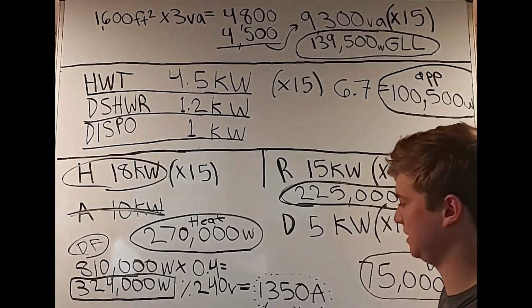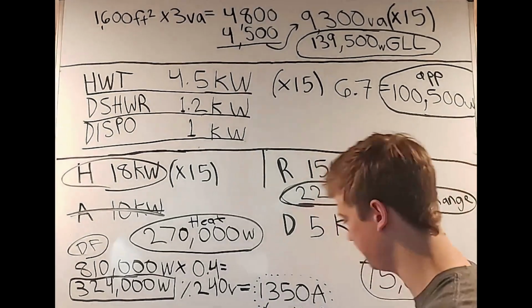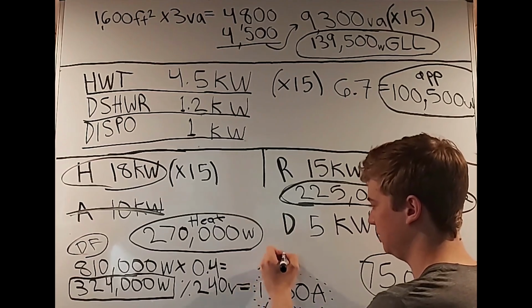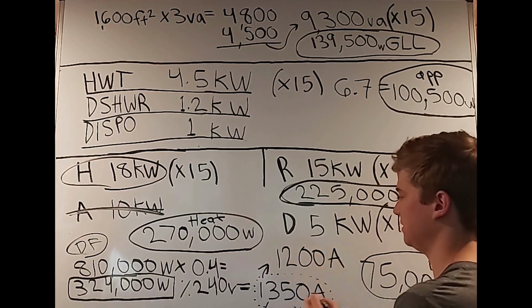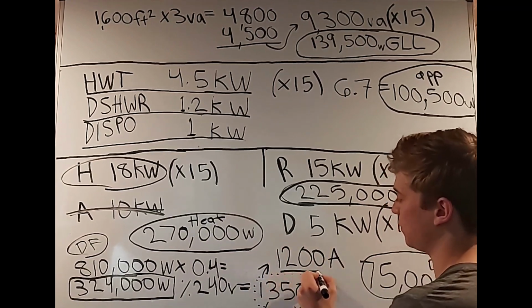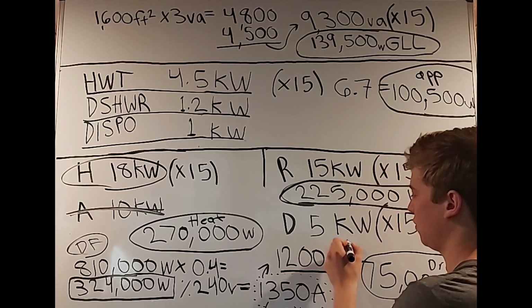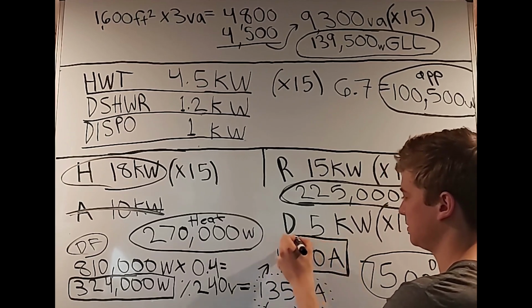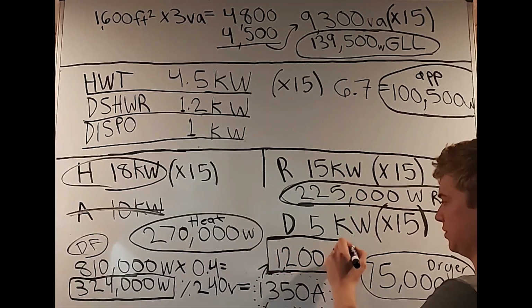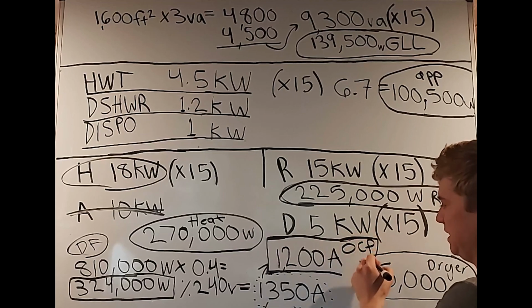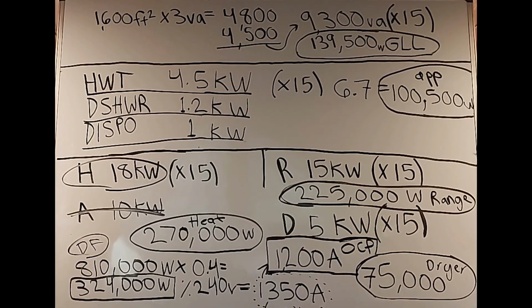Okay, so in this case we had 1350, and we're actually going to round down to the 1200, and that's going to be the size of our overcurrent protection device, or what they would also call our service. So we have a 1200 amp service. Of course, I should label it like I label everything, so that is the OCPD. Okay, and that's all. It's really that simple.